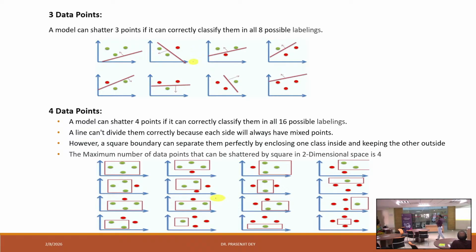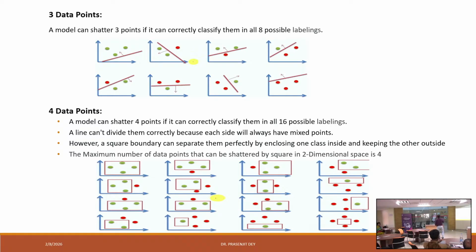So if there are 4 data points, how many possibilities are there? 2 to the power 4, 16. And as you can see, if I use a square, it will be able to classify all 16 possibilities. You can see all the examples where each point can belong either to the green class or the red class, and all 16 possibilities can be correctly classified by the square decision boundary.